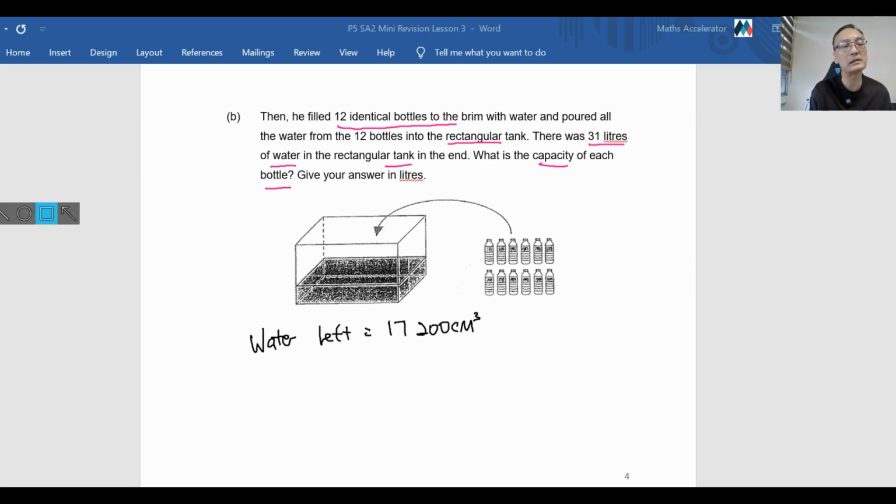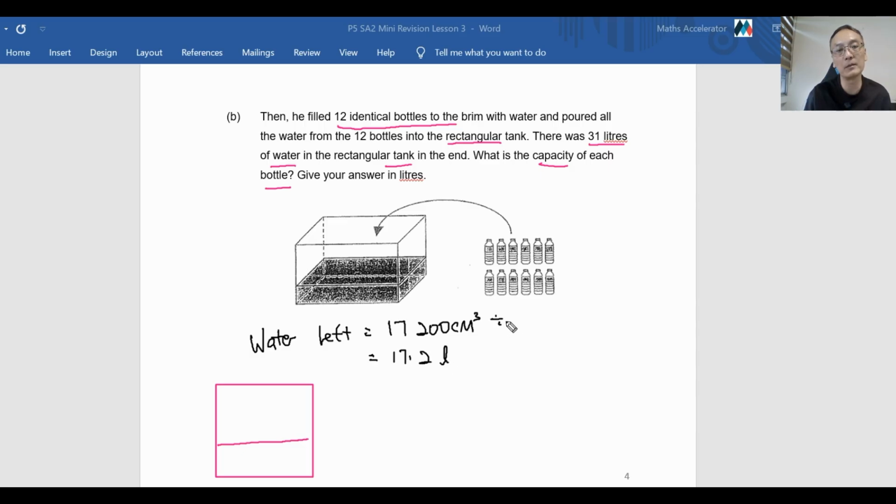So what this means is, maybe I use a model to explain this. Let's visualize this as a tank. We convert this into liters. This will be 17.2 liters, because when we divide by 1,000, we get 17.2 liters. So at first, we had 17.2 liters.